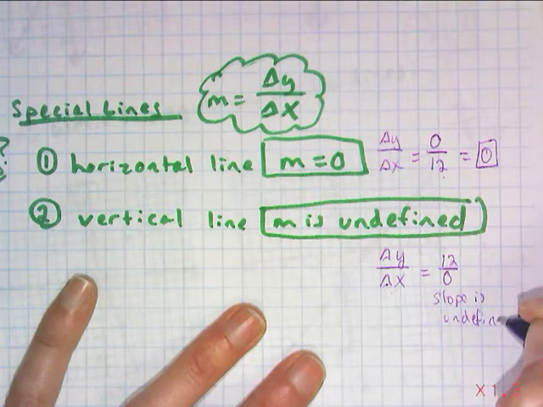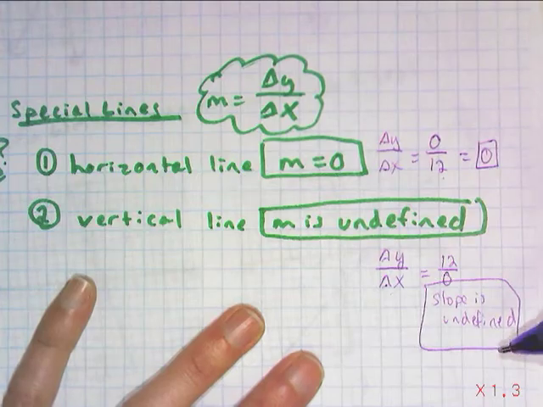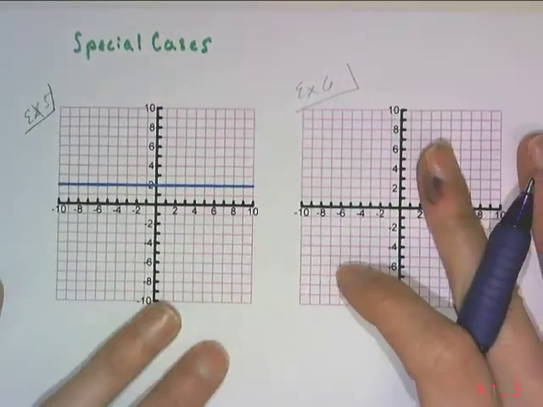Okay. These are not the same thing. 0 is different from undefined. Here are the two graphs to look at now. In example 5, here are my two special cases at work.